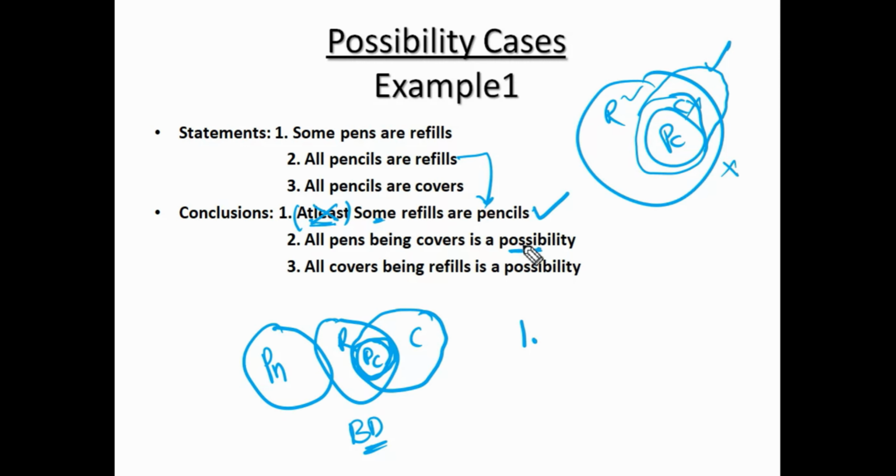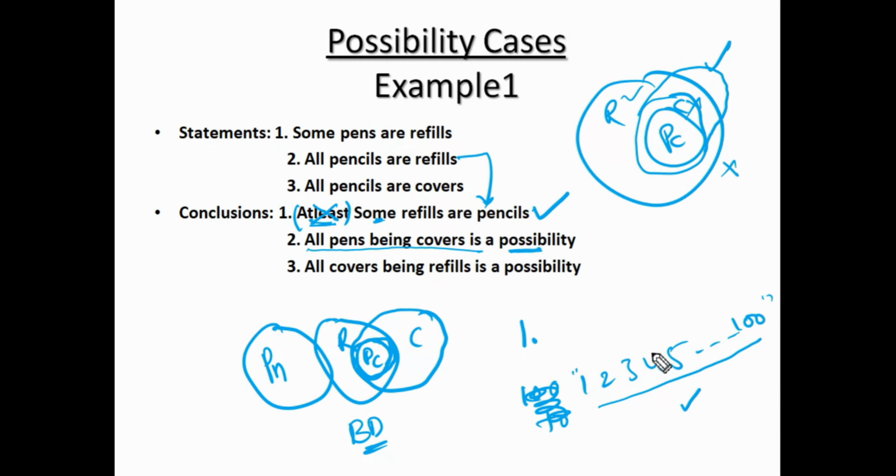See here one thing. What is the difference between possibility cases and definite cases? There may be 100 possibilities, suppose 1, 2, 3, 4, 5, 6, and so on up to 100. Out of those 100 possibilities, if all 100 follow, then only it is a definite conclusion. Here he's not asking whether it is a definite conclusion or not. He's asking, out of those 100 possibilities, is it a possibility or not? All pens being covers is a possibility or not.